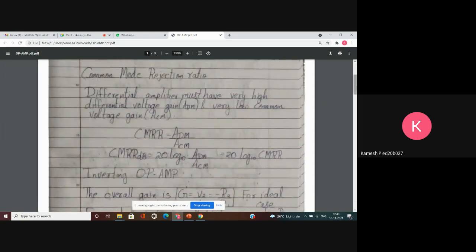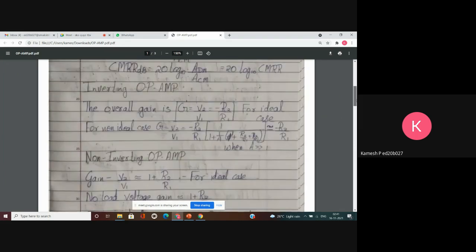Common mode rejection ratio. This is an important question, where it can be asked for 2 marks or so. A differential amplifier must have very high differential voltage gain, ADM, and very low common mode voltage gain, ACM. That must be the condition for it, and CMRR is equal to ADM by ACM. When depicted in decibels, CMRR is equal to 20 log base 10 of ADM by ACM.